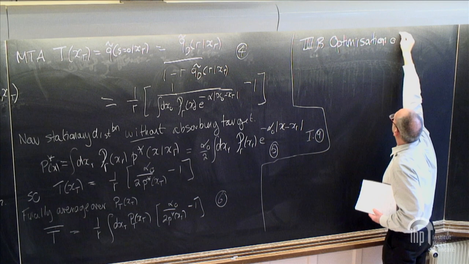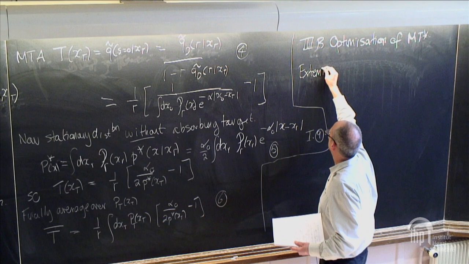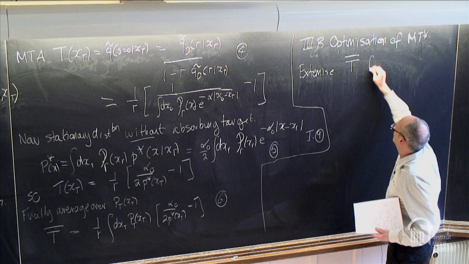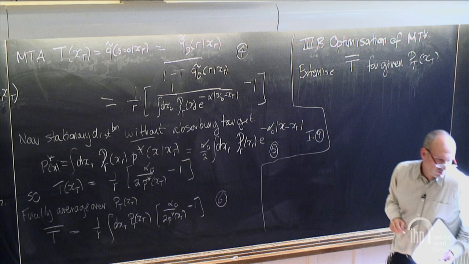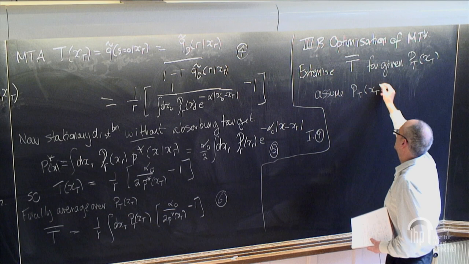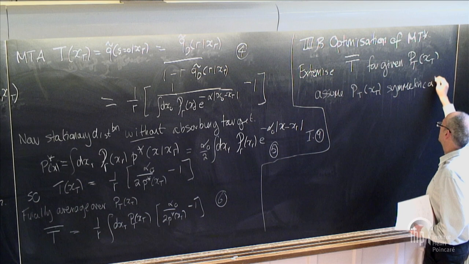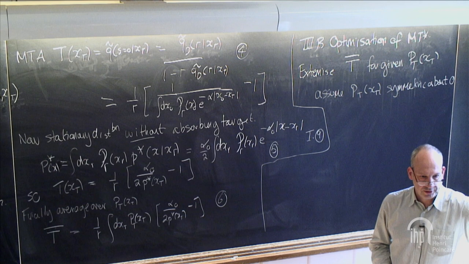So as I just said, we want to try to extremize T bar for a given target distribution. And I'm going to make some harmless or reasonable assumptions. So I'm going to assume that PT is symmetric about zero. Usually we would assume that the most likely position for the target is at the origin, and it's a symmetric distribution about the origin.